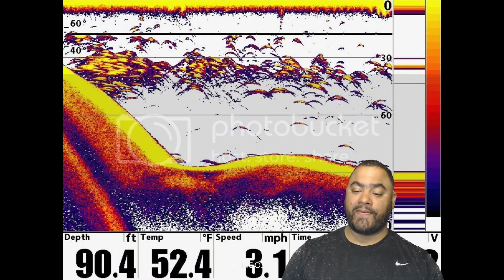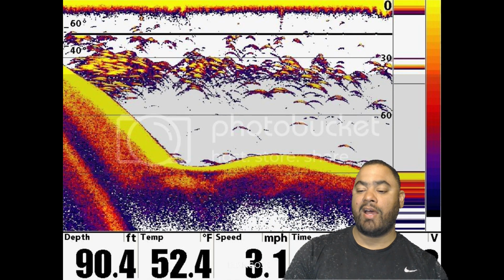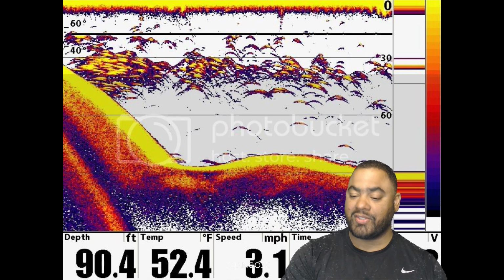Okay. Most people, when they get their fish finder, think that this is what the representation of the graph is going to look like straight out of the box.